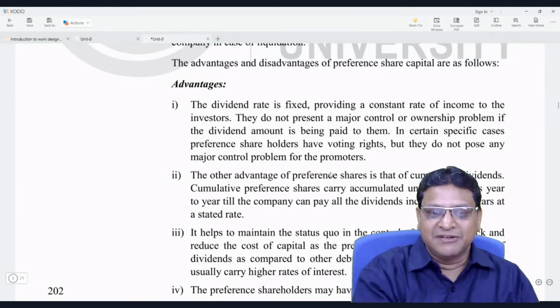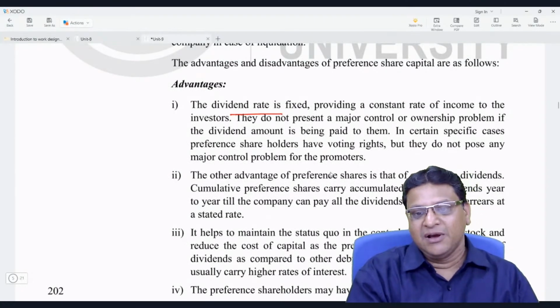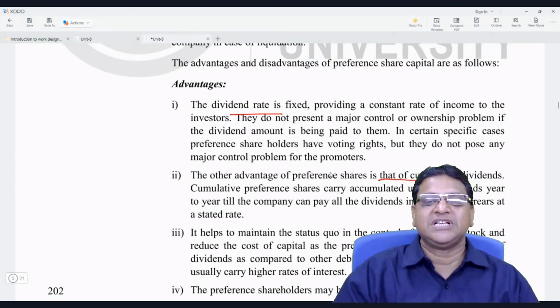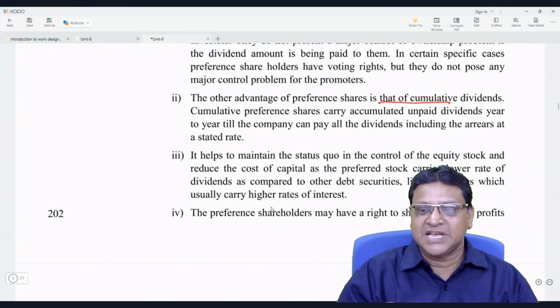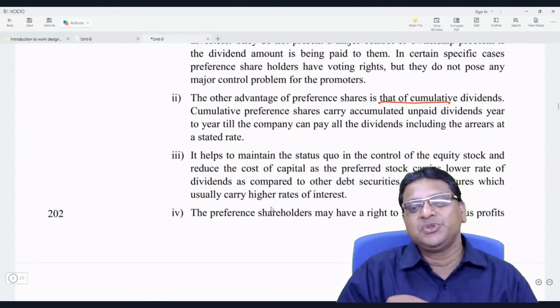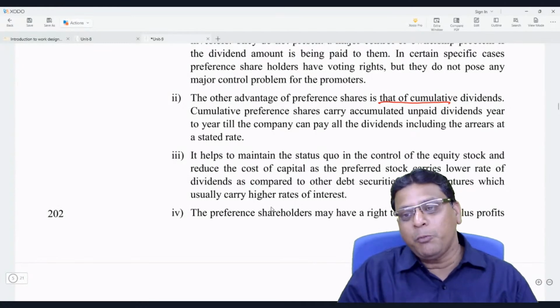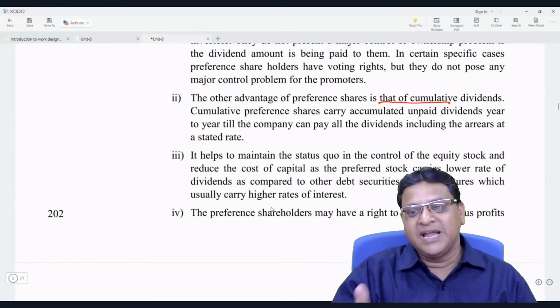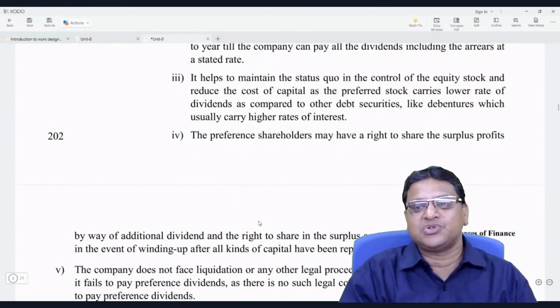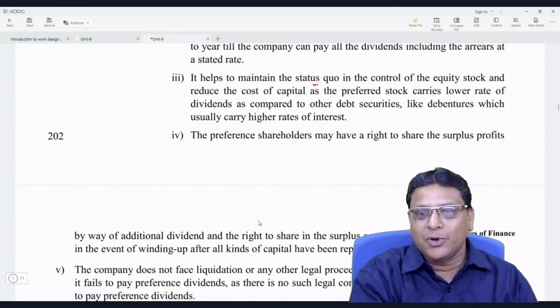The first merit is the dividend is fixed. Then preference shares may be cumulative in nature. What is cumulative in nature? If the preference shares are cumulative, in those years where there is no profit, their claim will accumulate year after year. It helps to maintain the status quo in the control of the company.